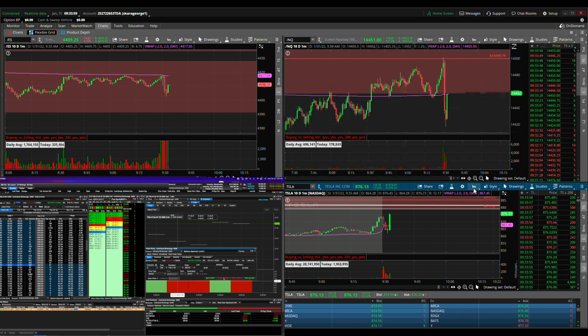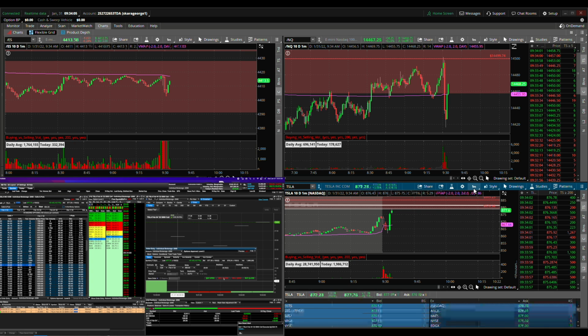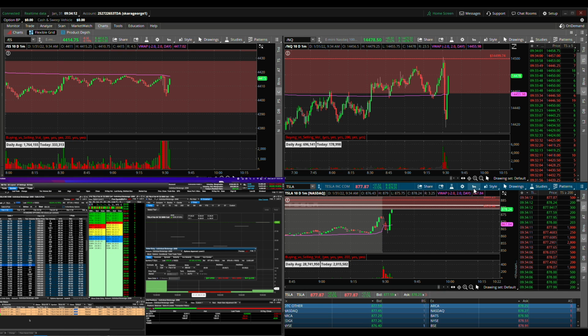I scale out one contract here, and I'm out at 28.75. Overall, making almost 300 bucks on that trade. And here I take out my second contract at 29.70. Overall, making about $655 on this trade.